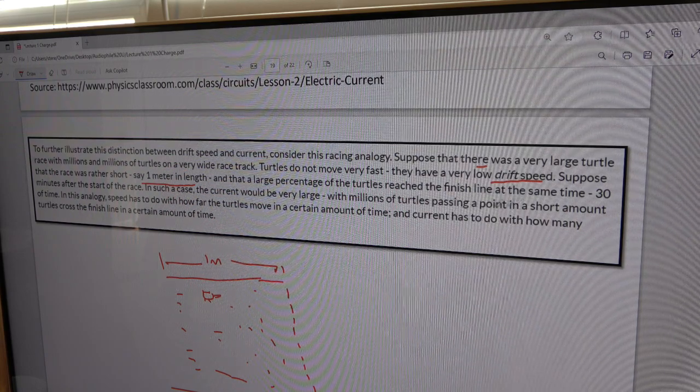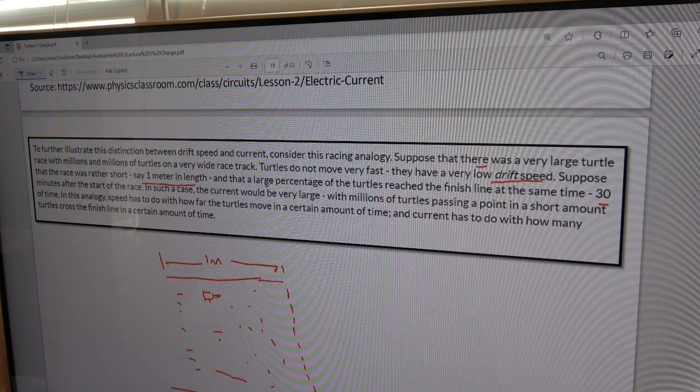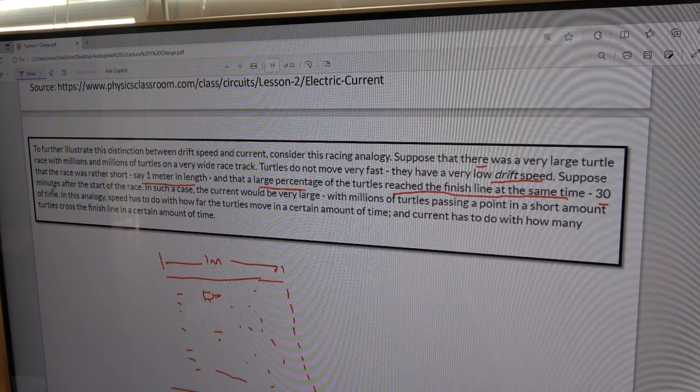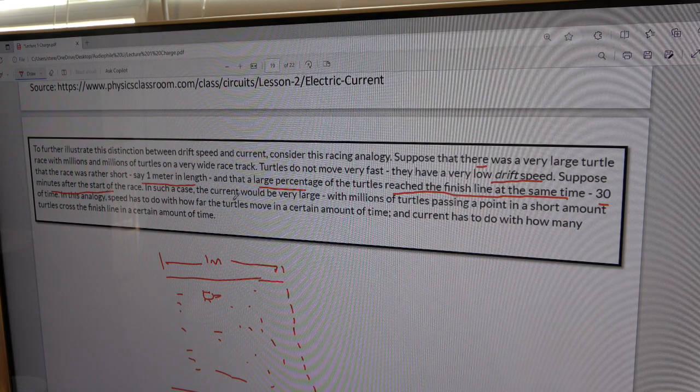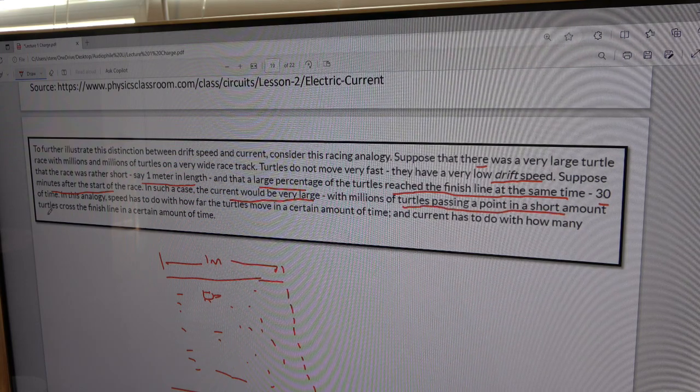Okay. 30 minutes after the start of the race, a large percentage of the turtles reach the finish line at the same time. In such a case, the current would be very large, with millions of turtles passing the point in a short amount of time. Because there's so many of them built up here, even though they're all moving very slow, there's just millions of them passing the finish line at the same amount of time.